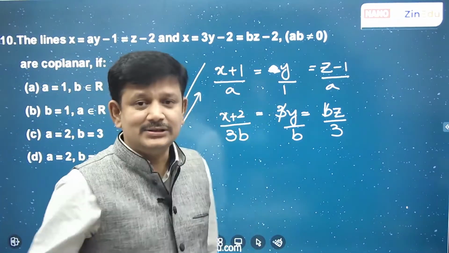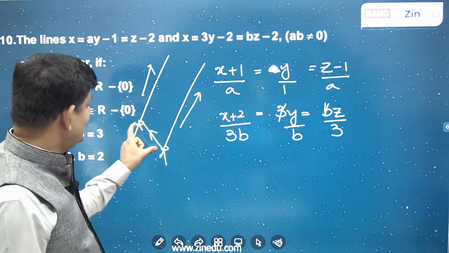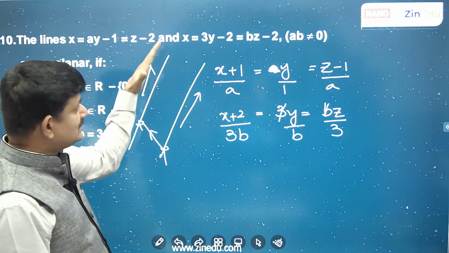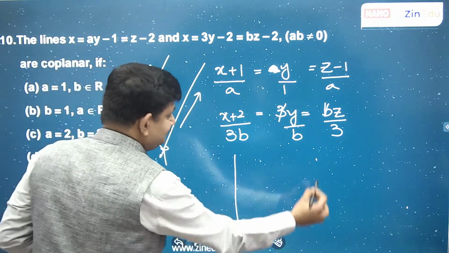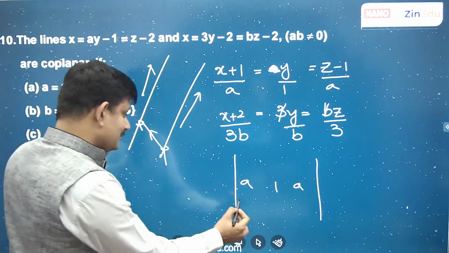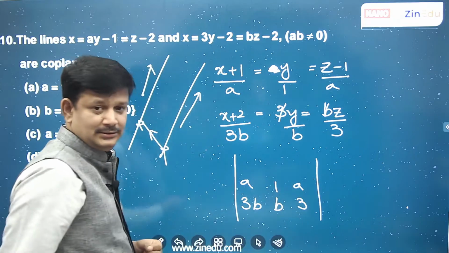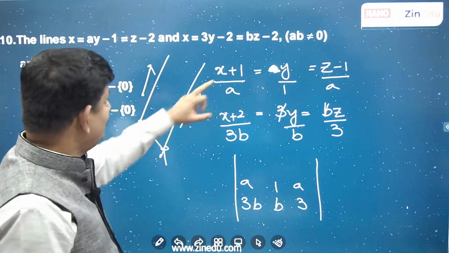the lines will be intersecting. The lines will be coplanar. So which three vectors? One is the direction of the first line, A1A. Second, the direction of the second line, B3. And third, the join of these two points.